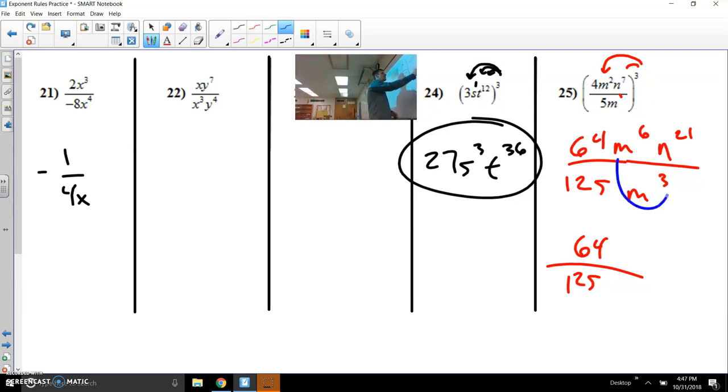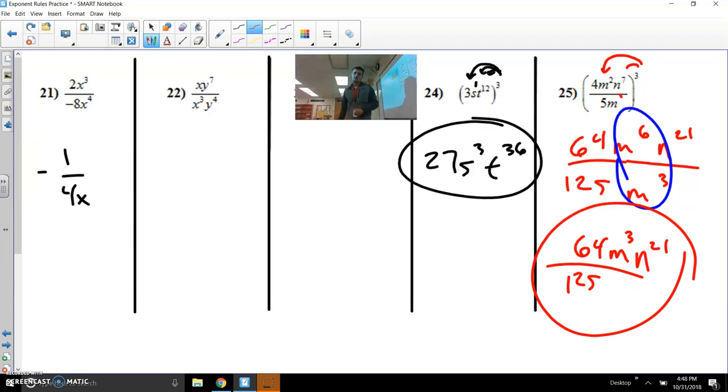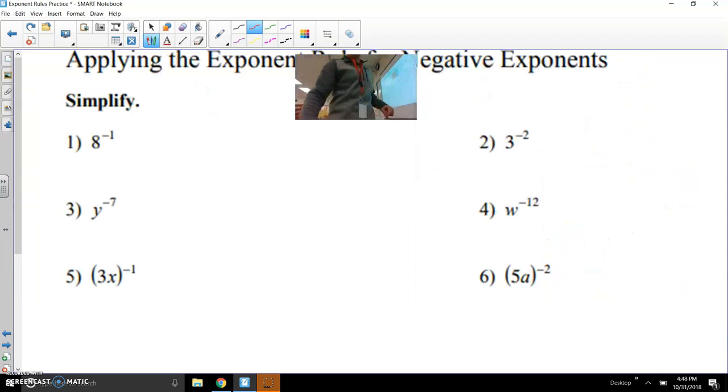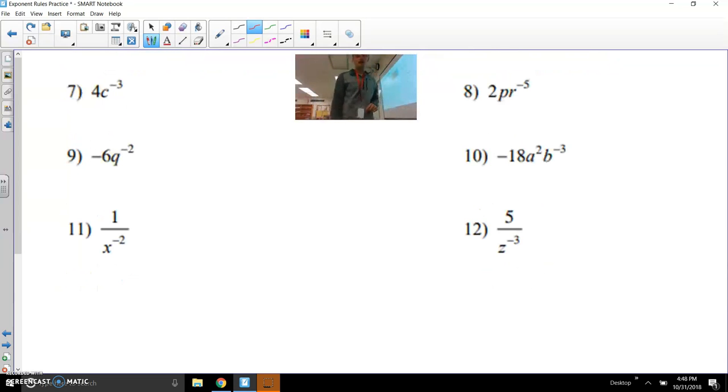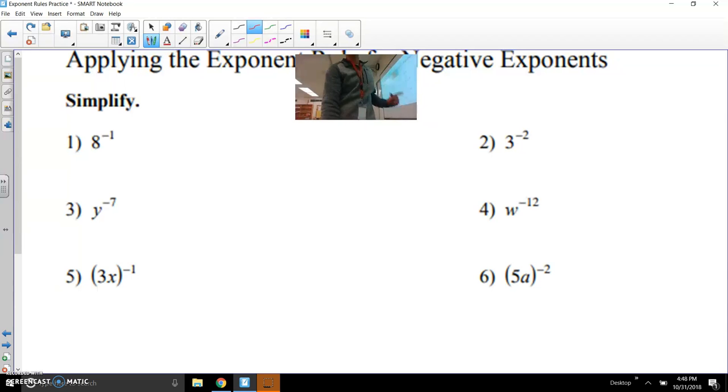However, these m's right here, I can use that subtraction rule. 6 minus 3 is 3. So that tells me that there's actually 3 m's in the top, and then I still have the end of the 21, and there's your final answer there. So at the back, and again, I want you to do 22 and 23. You need to do those on your own, and we'll talk about them in class tomorrow. We did 1 through 6 in class, so if you missed that, you just need to make that up.